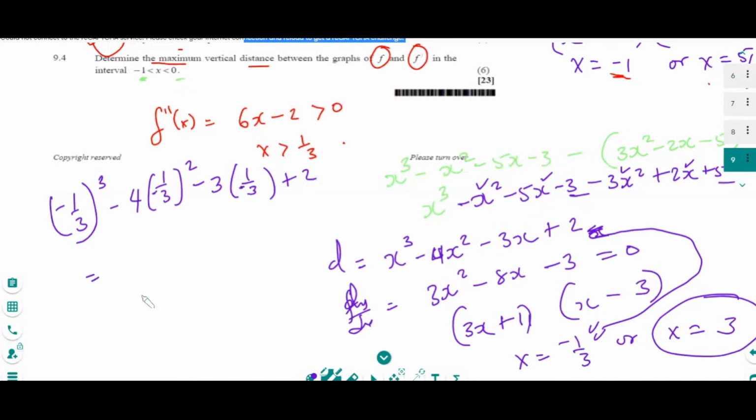Lord, what did I do wrong? What I knew about technology. Minus 4, we're saying negative 1 over 3. And then we're squaring this. Okay, 3 into that is minus 3.